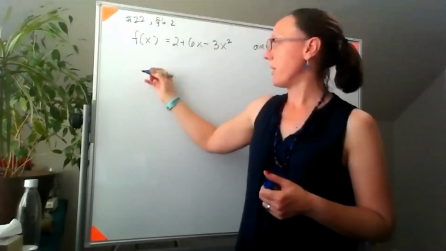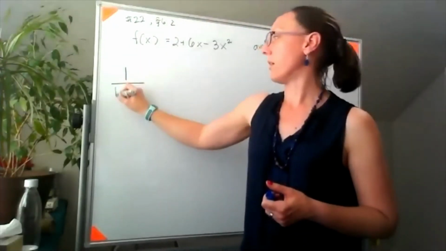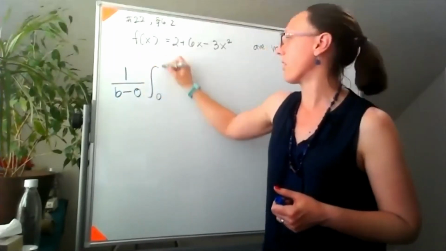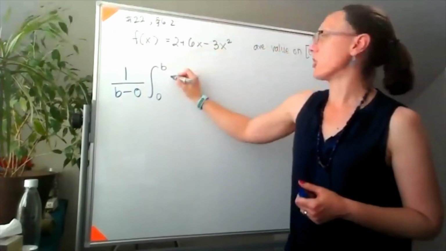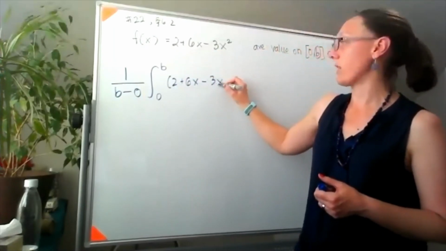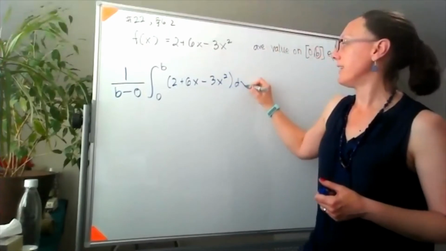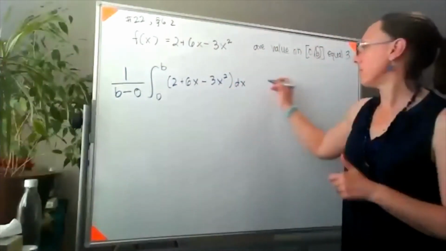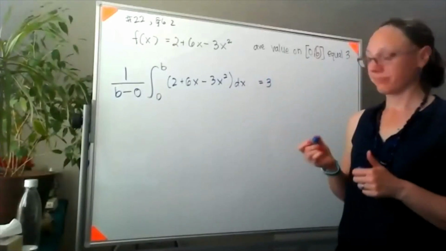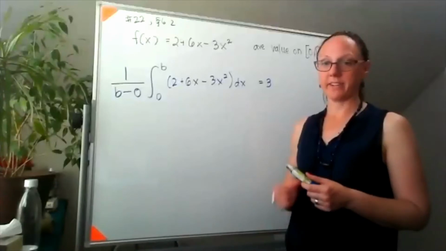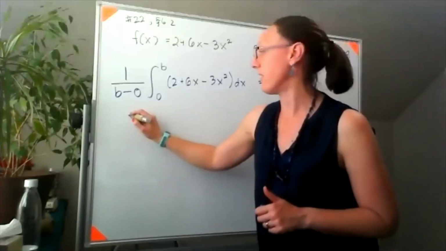Well, on 0 to b, that means I'd have 1 over b minus 0, and then our integral from 0 to b of the function 2 plus 6x minus 3x squared dx. And we're going to set this equal to 3. There's not a whole lot I can do with that 1 over b minus 0 at the moment. I'm just going to leave that as 1 over b.